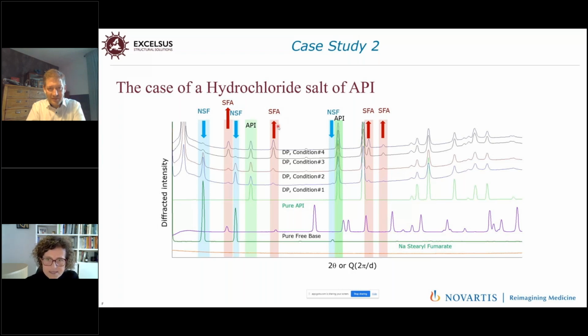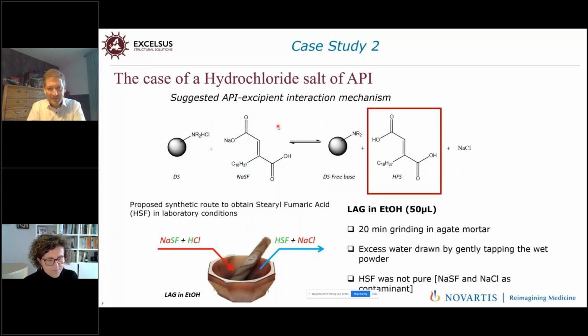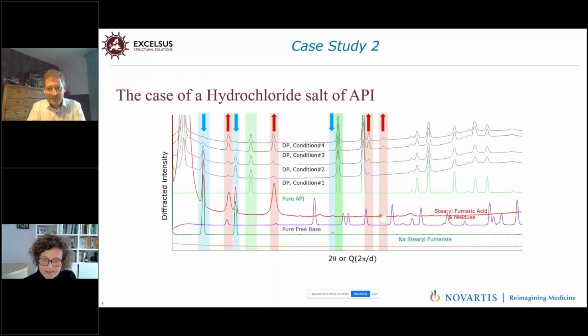And at that point, there was no available reference in the literature, even for purchasing. And so I'm extremely grateful to one of Excelsus' collaborators at that time, actually the first collaborator, Paolo Mazzeo, who was a very good chemist, and he had the idea to generate some of this stearyl fumaric acid by liquid assisted grinding. He did that in the middle of the night, and then we measured it right away.